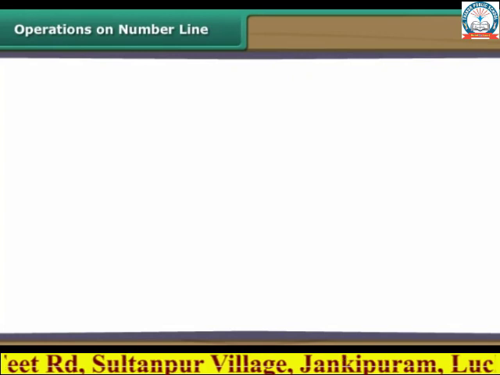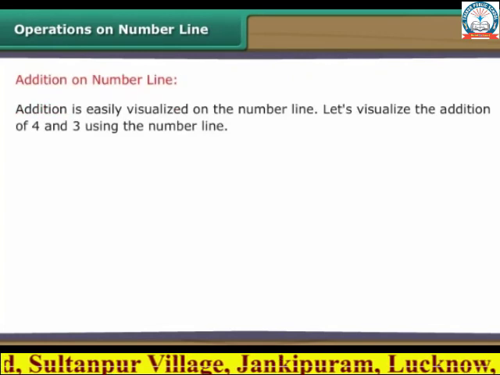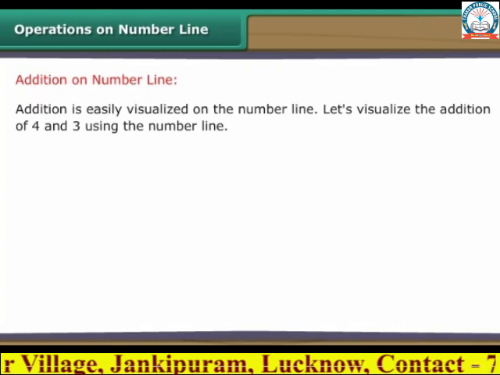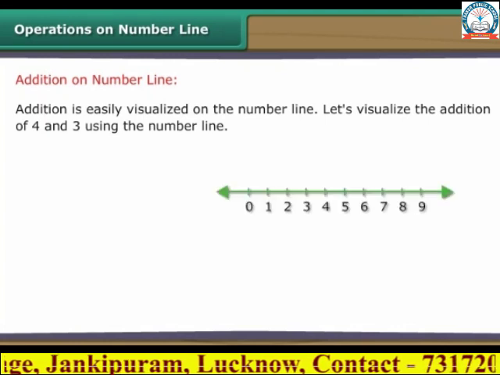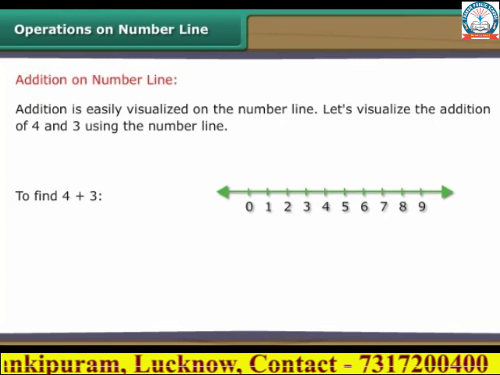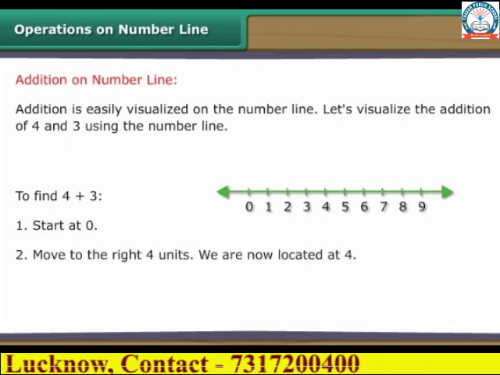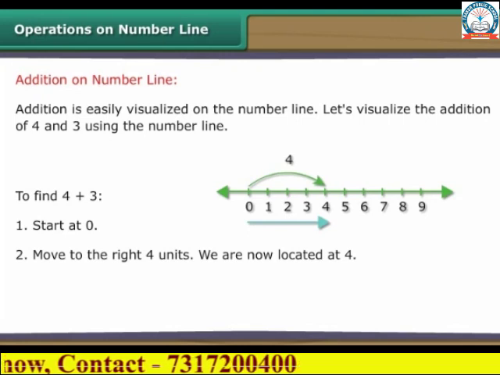Operations on number line. Addition is easily visualized on the number line. Let's visualize the addition of 4 and 3 using the number line. To find 4 plus 3: 1. Start at 0. 2. Move to the right 4 units. We are now located at 4.